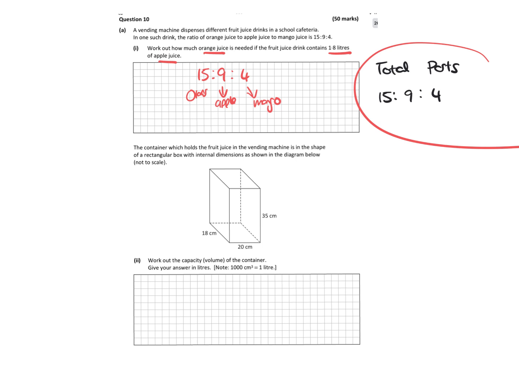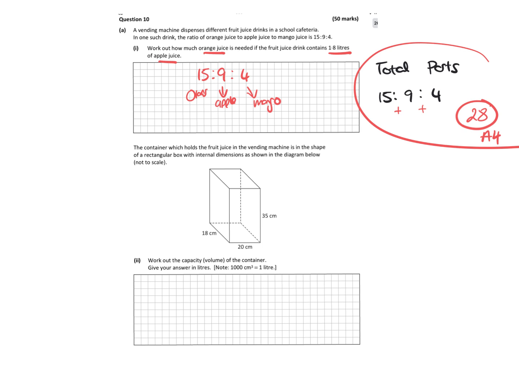So anytime in ratio, if you are given the parts, you always find the total parts. So you add all of your numbers together. So if I was to add 15 plus 9 plus 4, I'd have gotten 28. And if the examiner sees that anywhere, you're going to get an attempt of 4. So 4 out of 10, so a huge amount.